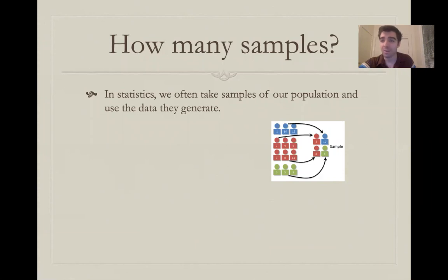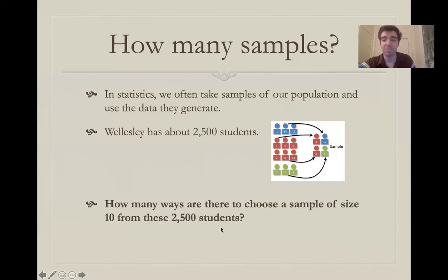We are going to talk about stats towards the end of this course, but the general idea of statistics is you're going to take a sample from a large population and then try to use that sample to make guesses about the population from which that sample came. So let's say that our population is Wellesley students, which has about 2,500 students. How many ways do you think there are to choose a sample of size 10 from those 2,500 students?